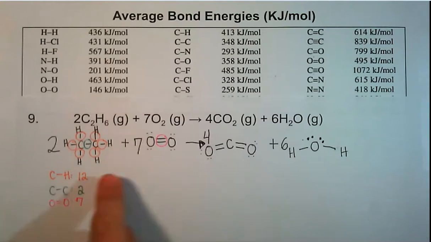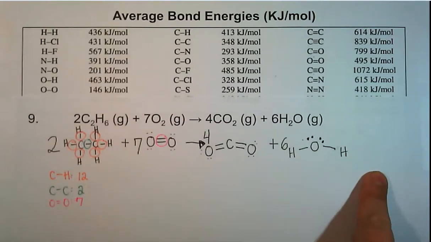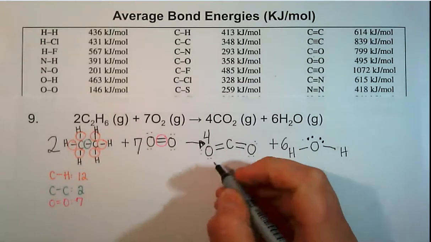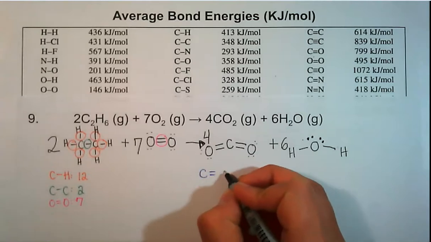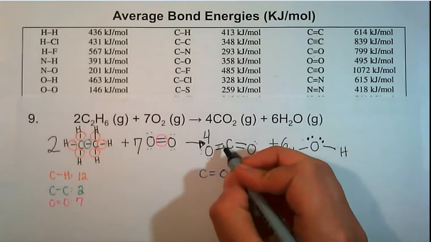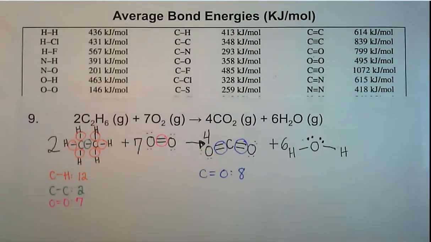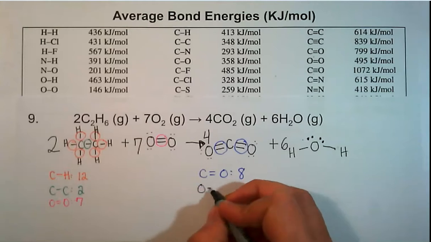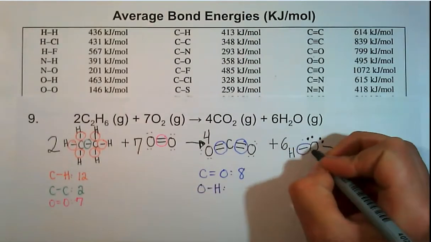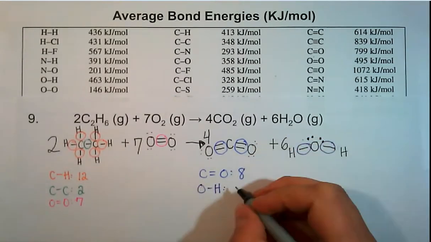Then on our product side, let's first look to see if we have any of the same types of bonds. Carbon-hydrogen, I don't see any of those. Carbon-carbon, I don't see any of those either. Oxygen-oxygen, I don't see any of those either. So we have totally different types of bonds on our product side. I see carbon-oxygen double bonds. I have 1, 2 times 4, so 8 of those. And then I see oxygen-hydrogen single bonds. And I have 1, 2 of those times that 6, so 12.